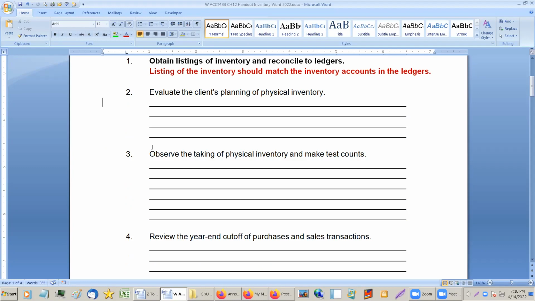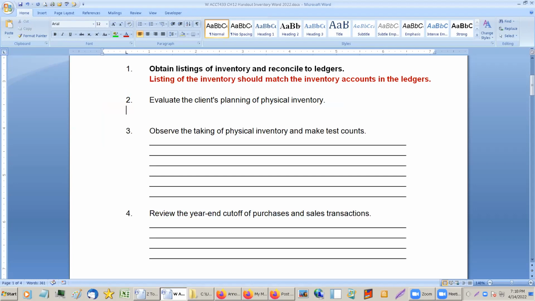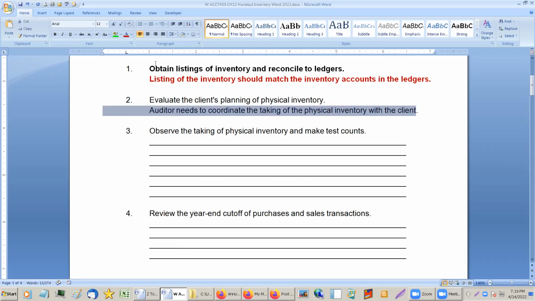Okay, evaluate the client's planning for the inventory. The big thing here is that I need to coordinate the physical taking of the inventory with the client, and that is that.